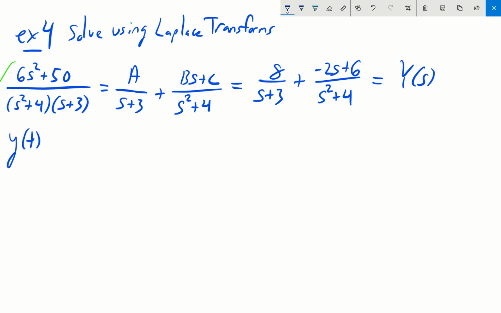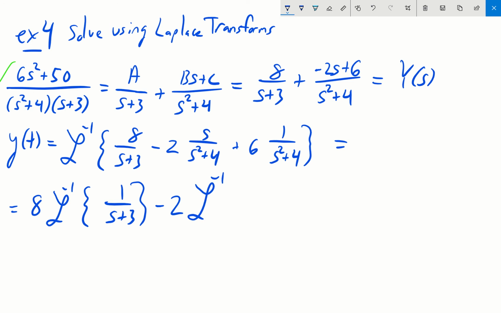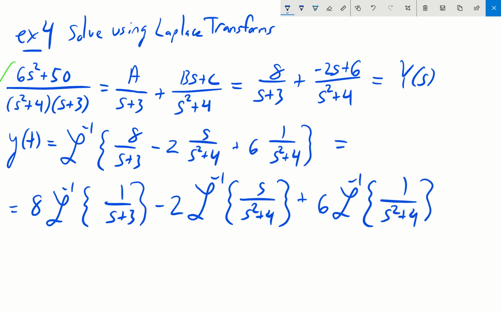Therefore, our ultimate solution, the solution to our differential equation y of t, is going to be the inverse Laplace transform of 8 divided by s plus 3. And we can split this apart too, by the way. So let's split this apart. We have negative 2s over s squared plus 4 plus 6 times 1 over s squared plus 4. We know that the inverse Laplace transform is also linear. So this is going to be 8 times the inverse Laplace transform of 1 over s plus 3, minus 2 times the inverse Laplace transform of s over s squared plus 4. And then we have a plus 6 times the inverse Laplace transform of 1 over s squared plus 4.